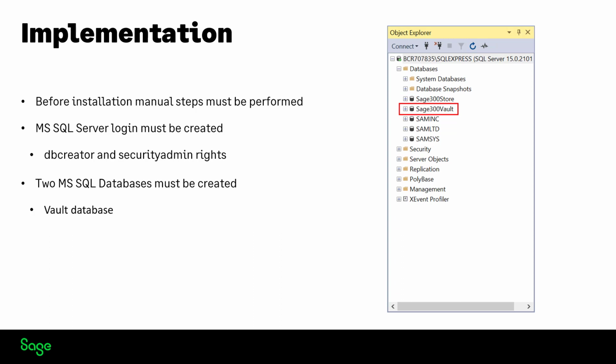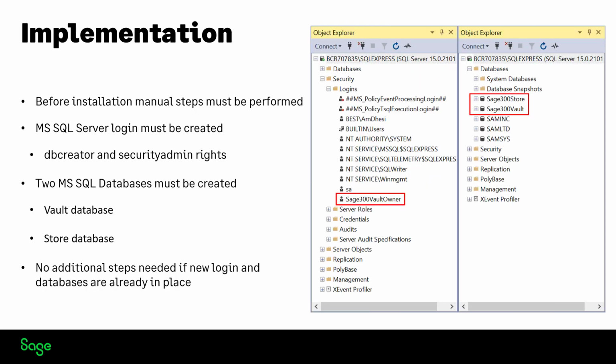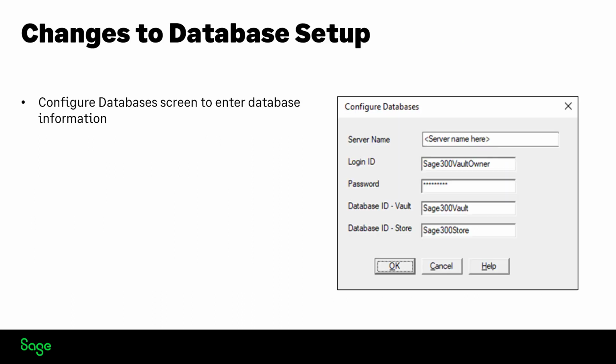The Vault database is where the authorization credentials will reside. The stored database is where additional information will reside for the support of the Vault database. Upgrading from a version with the security enhancement to a future version will not require the steps involved as long as the new login and databases are already in place.